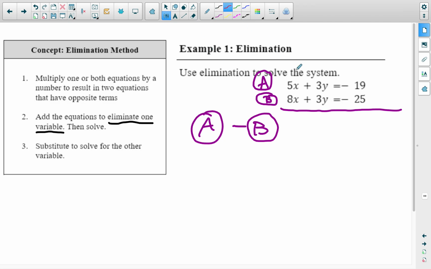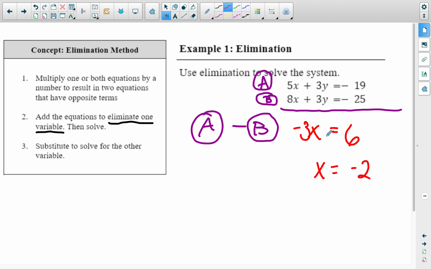Okay, so to do that, I'll subtract term by term. 5x minus 8x will give me negative 3x. 3y minus 3y will give me 0y. Negative 19 minus negative 25 will give me 6. And now I have a one-step equation. Negative 3x equals 6. That means that x equals negative 2. And now I can back substitute.